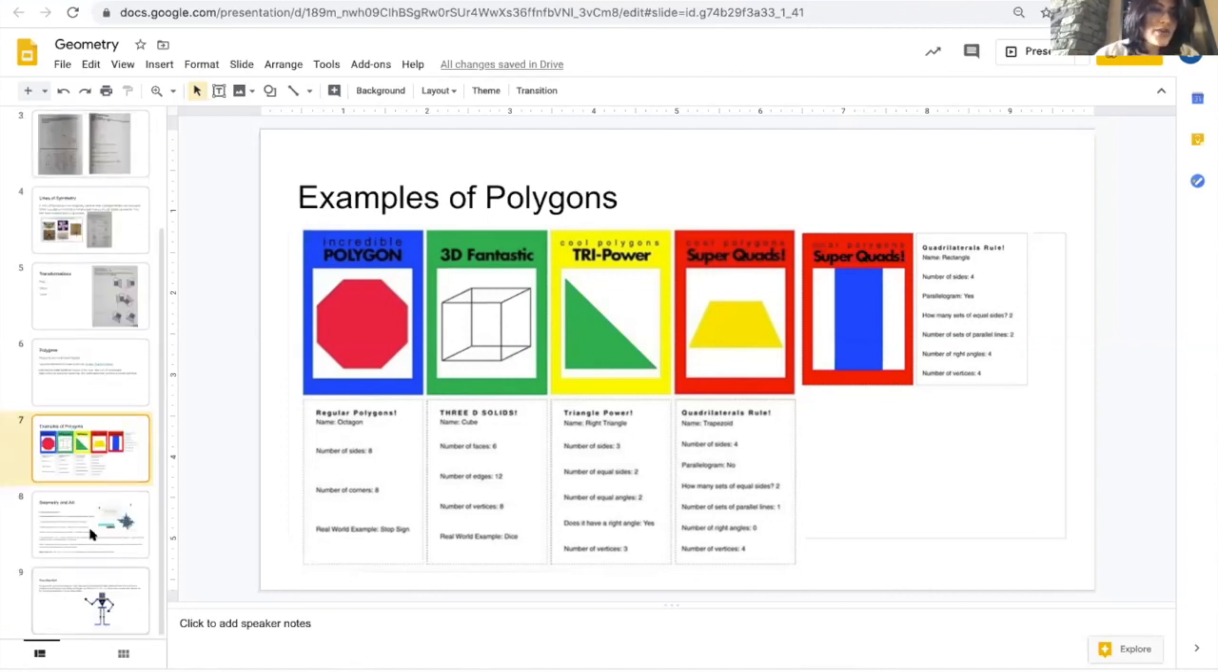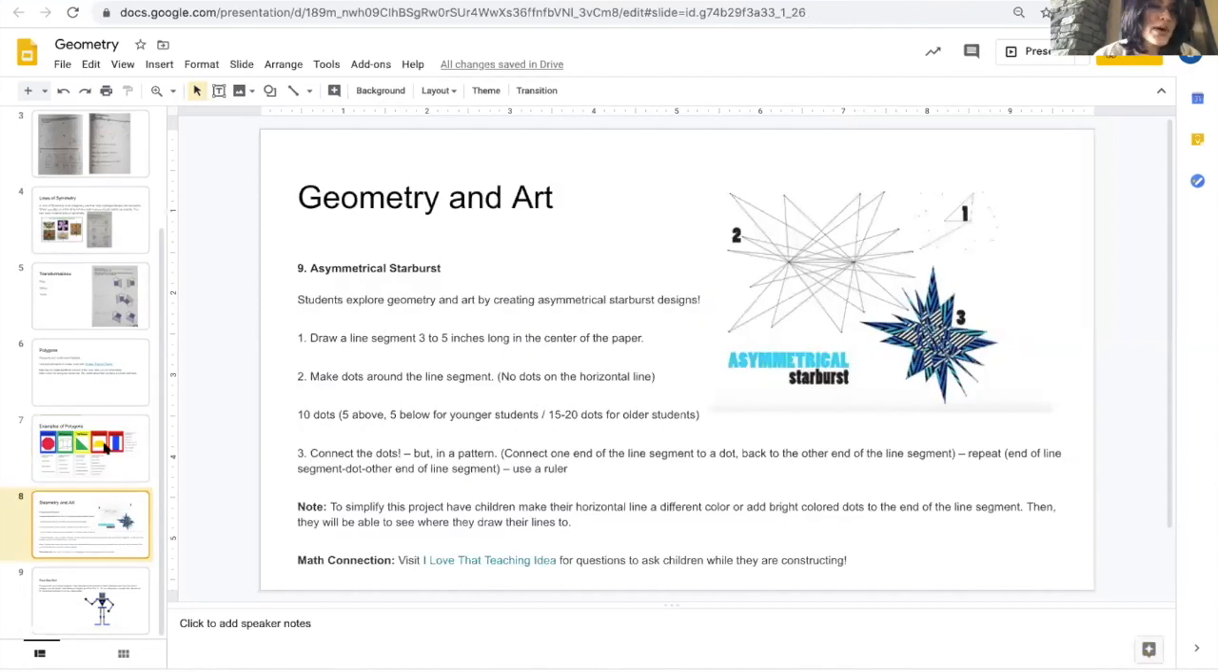Your projects, you're going to have 2 art projects. Once you have a pretty good understanding of lines and angles and polygon shapes, you can go ahead and try your hand at these 2 art projects. The first one is called Geometry and Art.